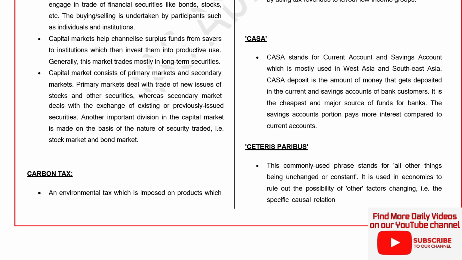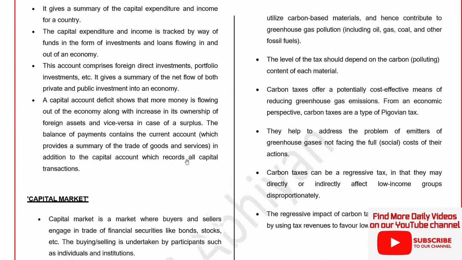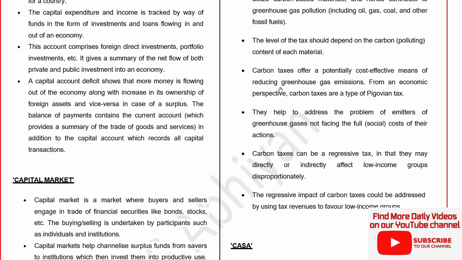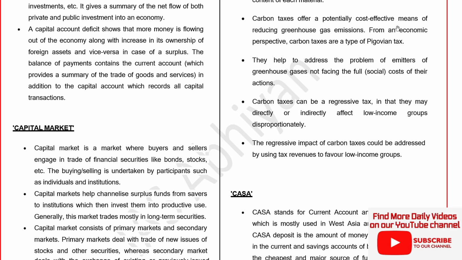Let's see what is carbon tax. Carbon tax is an environmental tax which is imposed on products which utilize carbon-based materials and hence contribute to the greenhouse gas pollutions, including oil, gas, coal, and other fossil fuels. The level of the tax should depend on the carbon polluting content of each material. Carbon taxes offer a potentially cost effective means of reducing greenhouse gas emissions. From an economic perspective, carbon taxes are a type of Pigovian tax. So the type is Pigovian.